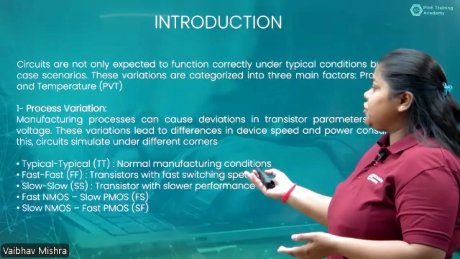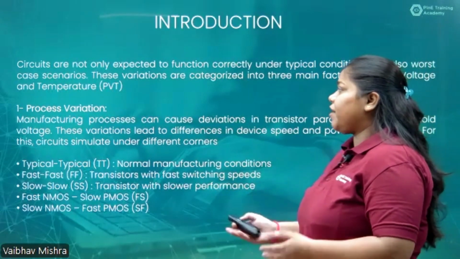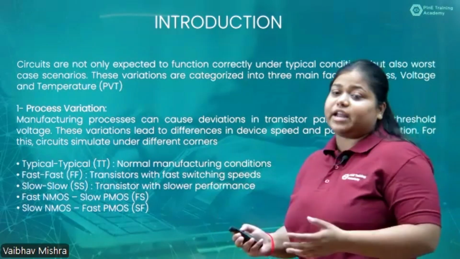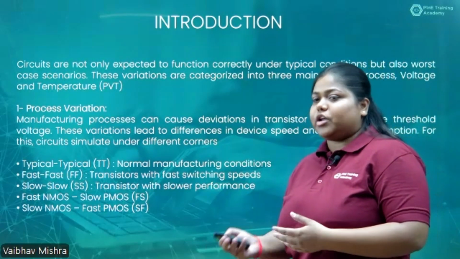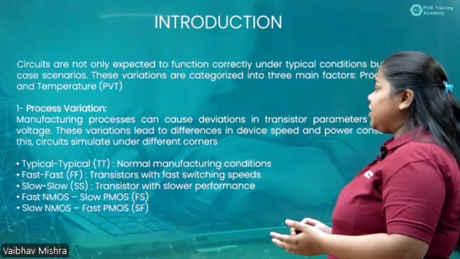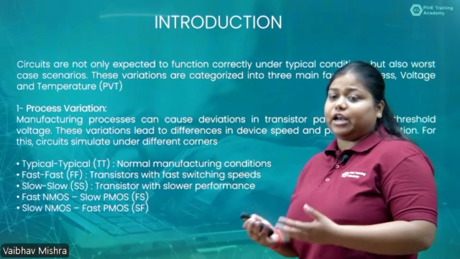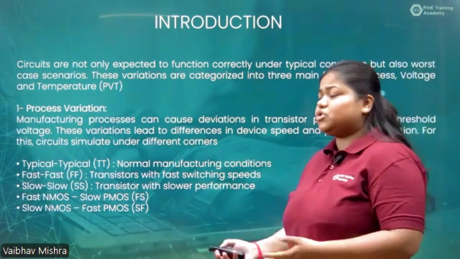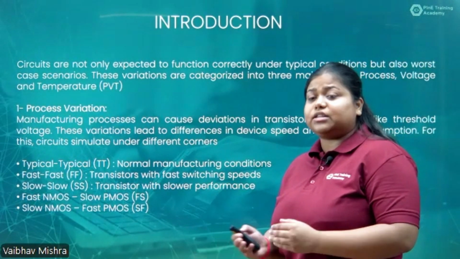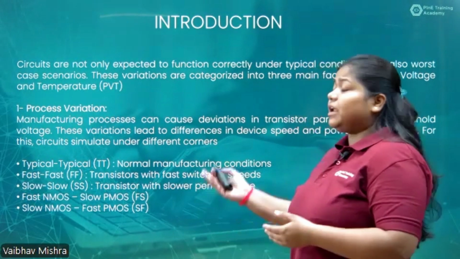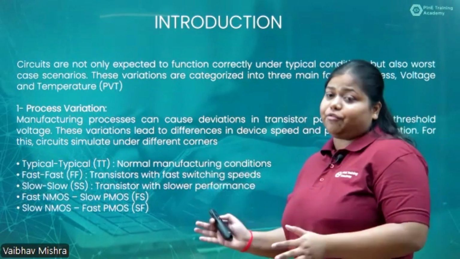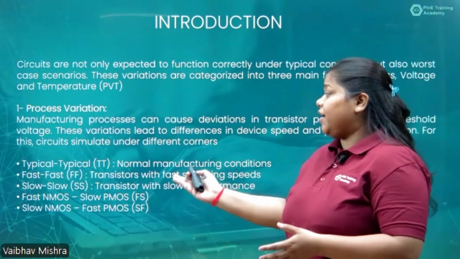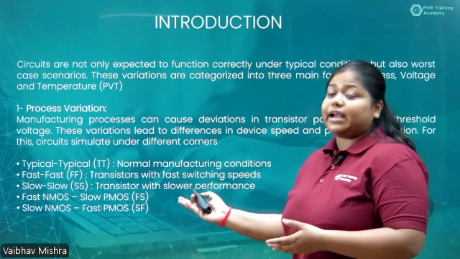The first variation is the process variation. Every manufacturing process can cause deviations, maybe in the threshold voltage, and these variations can lead to differences in the delay of any circuit and the power consumption as well. So we need to simulate these circuits under different process corners. In our project, we have used 5 corners: TT, FF, SS, FS, and SF.